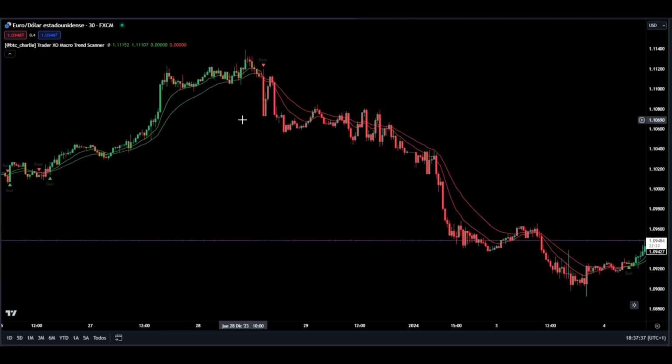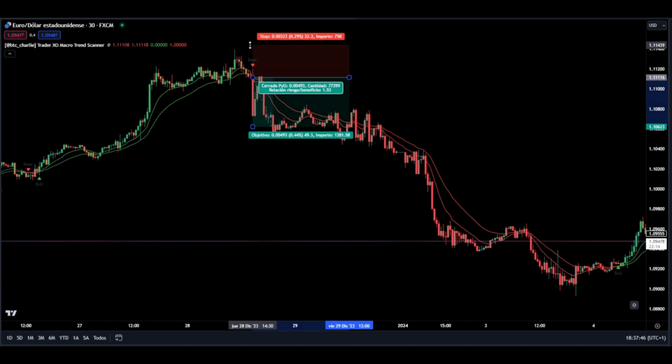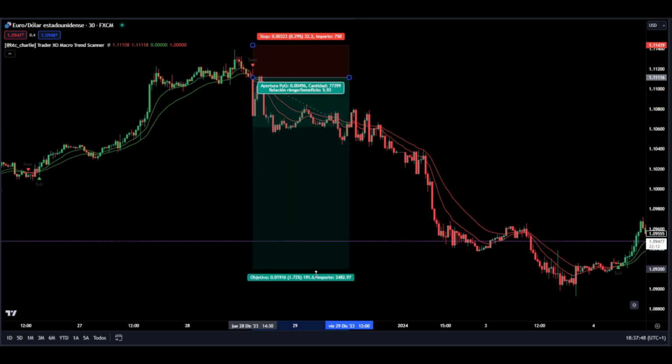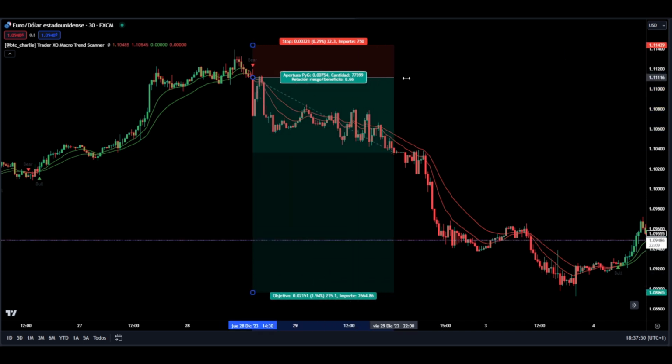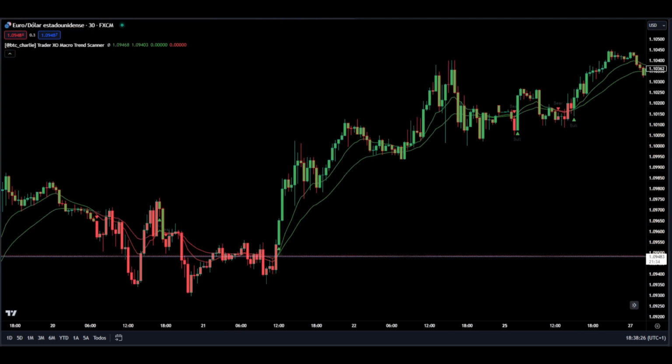Let's check out the 30-minute time frame. Even in this time frame, the indicator has given us a sell signal at the best point possible. If you had entered the trade on this signal, you would have caught a huge market movement. We could have gained a lot of profit and had an amazing trade.